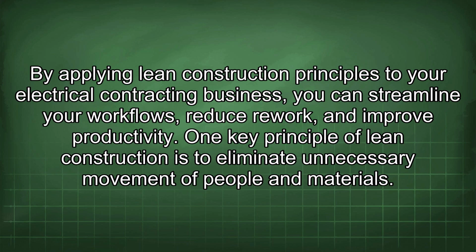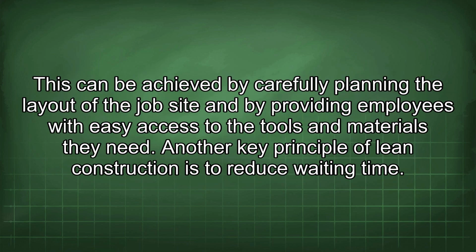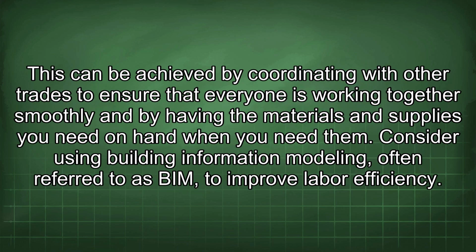One key principle of lean construction is to eliminate unnecessary movement of people and materials. This can be achieved by carefully planning the layout of the job site and by providing employees with easy access to the tools and materials they need. Another key principle of lean construction is to reduce waiting time. This can be achieved by coordinating with other trades to ensure that everyone is working together smoothly and by having the materials and supplies you need on hand when you need them.